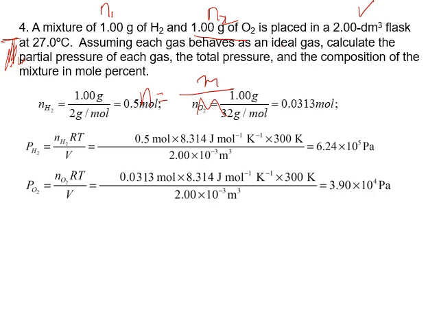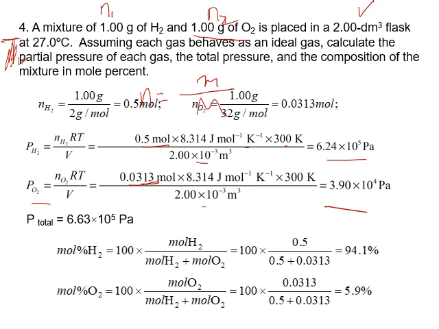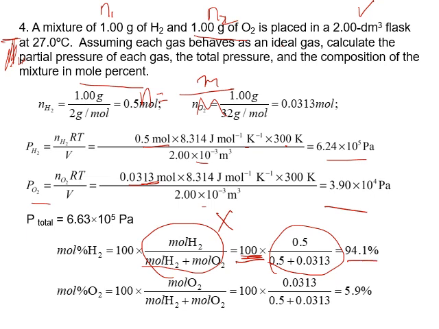So for hydrogen, number of moles times RT divided by volume. For oxygen, it is number of moles of oxygen times RT divided by volume, as if there's no hydrogen. You get the partial pressures, and then add them together to give you the total pressure. To calculate the composition, you use moles divided by total number of moles. Now, moles divided by total number of moles is the mole fraction, but it asks you for mole percent. So for mole percent, you need to multiply by 100%. So this is the mole fraction times 100, adding the percentage. So the answer is 94.1%. Similarly, for oxygen, you should get 5.9%.